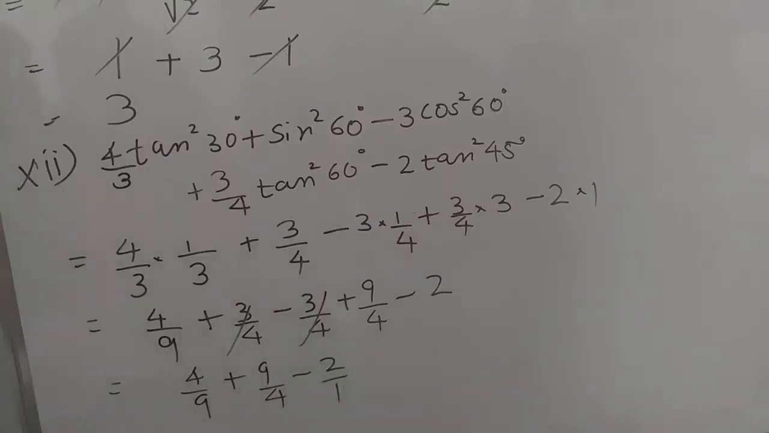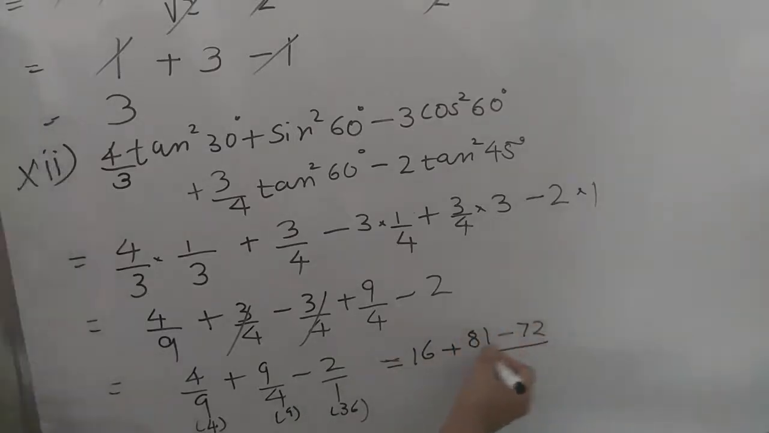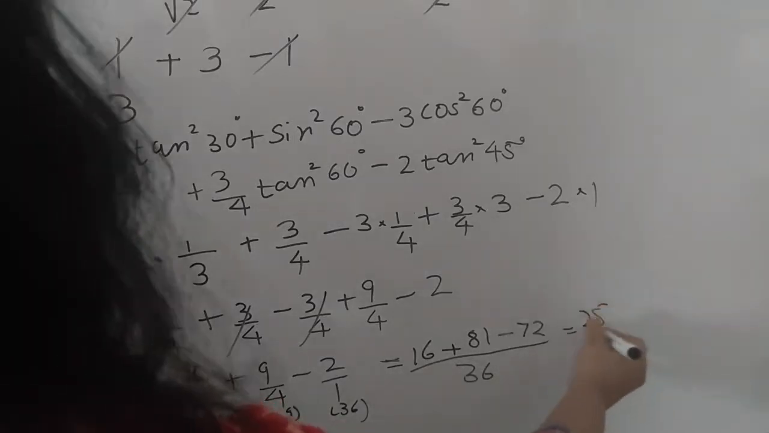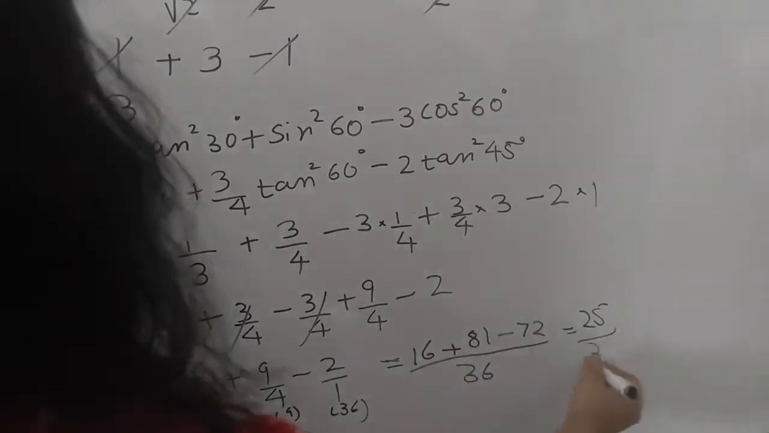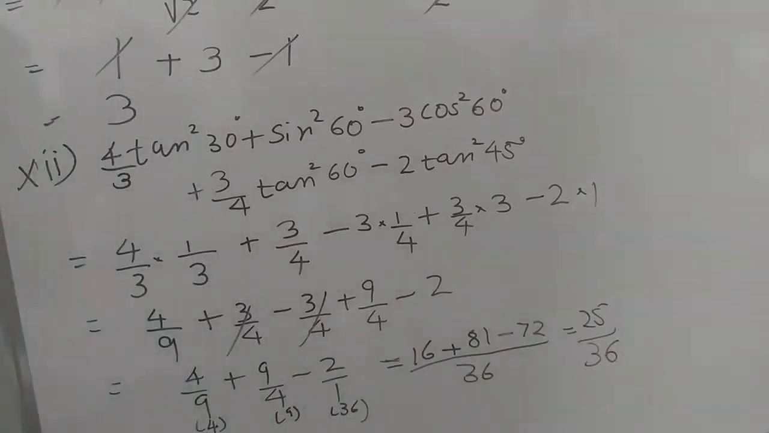So we take LCM first. LCM is 36. So accordingly taking numbers in multiplication. Now 4 4s are 16, plus 9 9s are 81, minus 36 2s are 72, upon 36. So this is 16 plus 81, 97. 97 minus 72. So that is 5 and 25 upon 36.